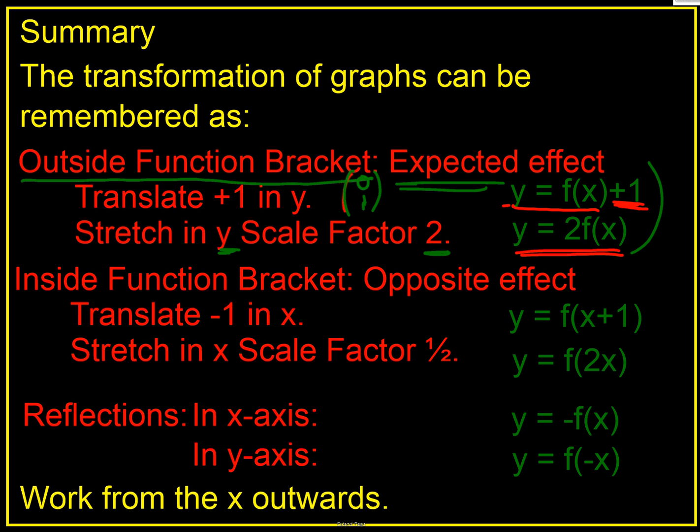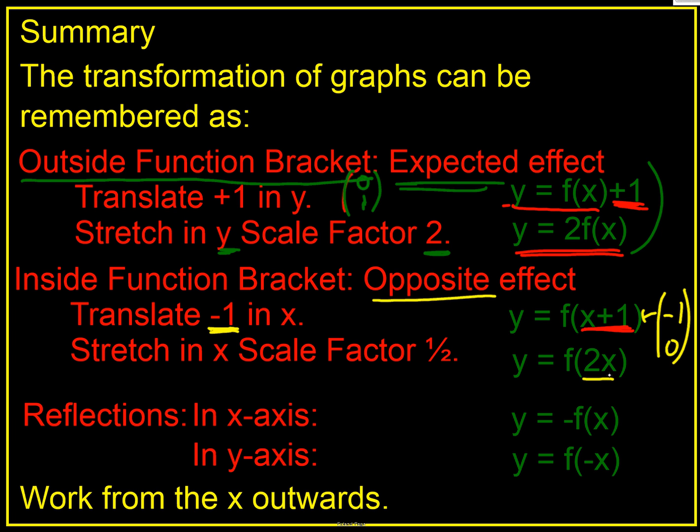But what happens if we've got operations happening inside the function bracket? So here's x plus 1. Well, what's actually happening here is this is a translation in the x direction, and it's going in the opposite direction to that we'd expect. So it's taken us in a minus 1 there, isn't it? So that will be minus 1, 0 would be the translation for that.